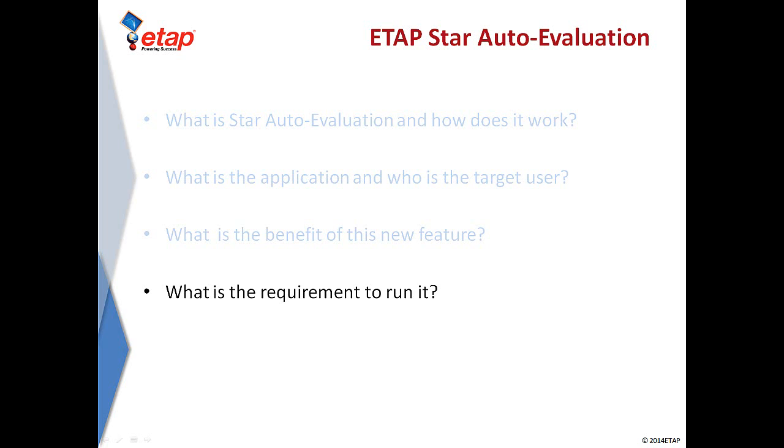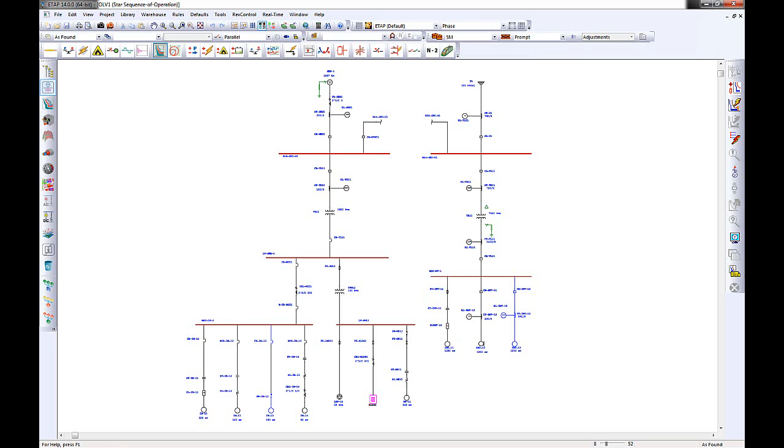The minimum requirement for running Star Auto Evaluation would be being able to run the short circuit and have the protective devices linked to the models in the library. So again, if you are in the Star mode, if you're able to run the short circuit studies for the system, like Star short circuit, as far as you're able to do this, then you have met the first requirement.